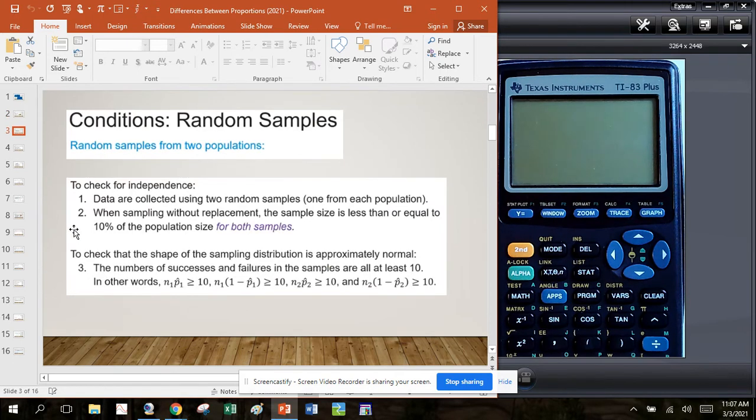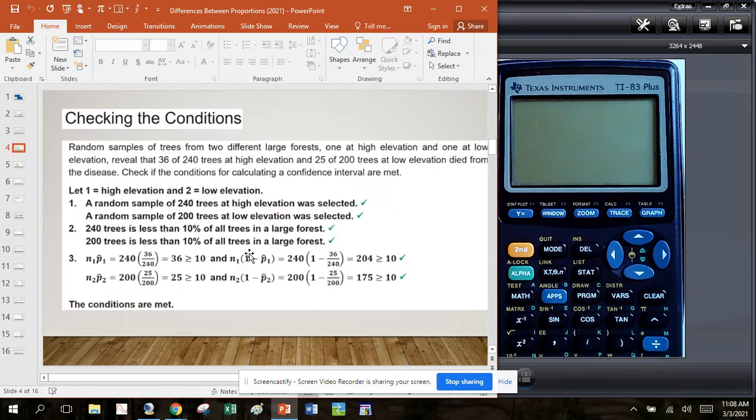So just like with any confidence interval or significance test, we always check our conditions. So it's still the same three conditions. We check for randomness, we check for independence, and then we also check for normality. The only difference here is that we have to make sure that we do it for both groups. Like, was the data obtained randomly for the high elevation and the low elevation? Do we have independence for both elevations? And do we have a normal distribution for both elevations? So same conditions as before, you're just doubling it, you're doing it twice.